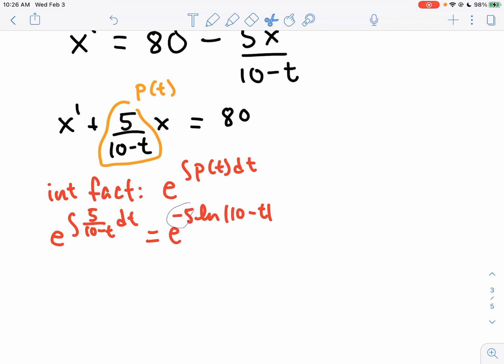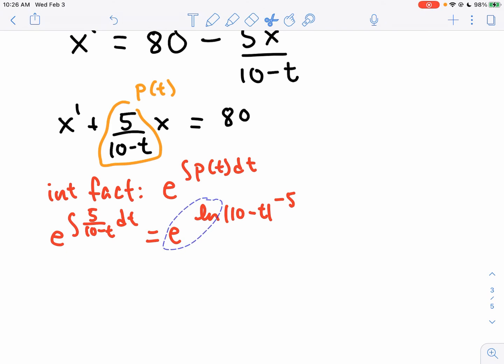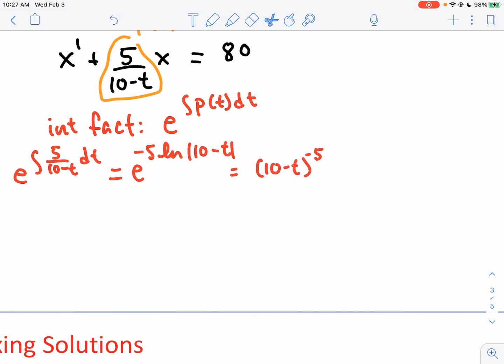The next idea, to simplify this: the negative 5 property of exponents can be brought up as a power, and then this e and natural log can cancel each other. So we get just this raised to the minus 5. And also I don't need the absolute values on our integrating factor any longer. So we're going to get 10 minus t to the negative 5 is the integrating factor. This will work. Let me move all this over slightly.